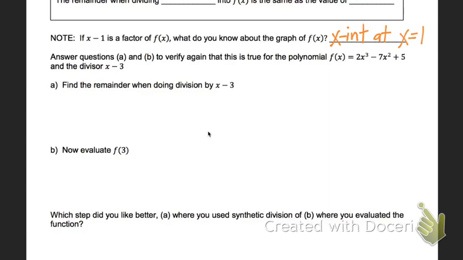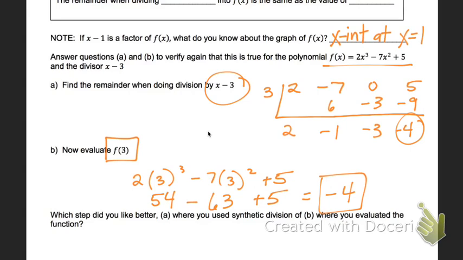So find the remainder when doing division by x minus 3. I want you to try synthetic division, f of x, x minus 3. Then I want you to evaluate f of 3. So basically I want you to prove this theorem correct. So try parts A and B. So there's gonna be a 0, right? Yes, because there's no x. So you should get negative 4 for both.